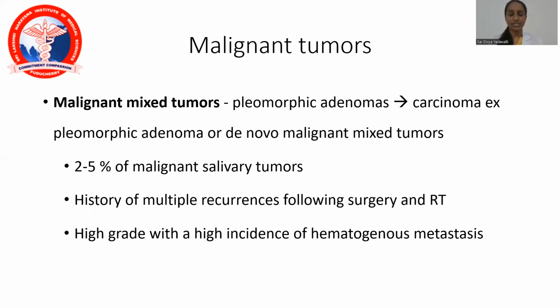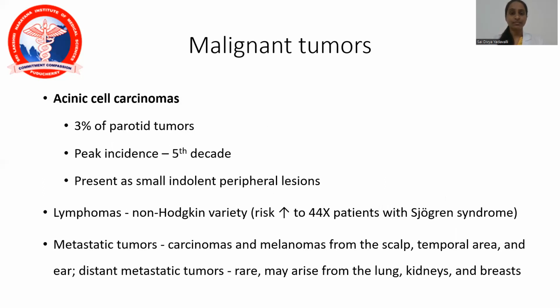Mixed malignant tumors are pleomorphic adenomas which then become carcinoma ex pleomorphic adenoma, or a de novo mixed malignant tumor. They are 2 to 5% of malignant salivary gland tumors. They're seen in patients with a history of multiple recurrences following surgery and RT. In such patients, a mixed malignant tumor should be suspected. High grade, with a high incidence of hematogenous metastasis.